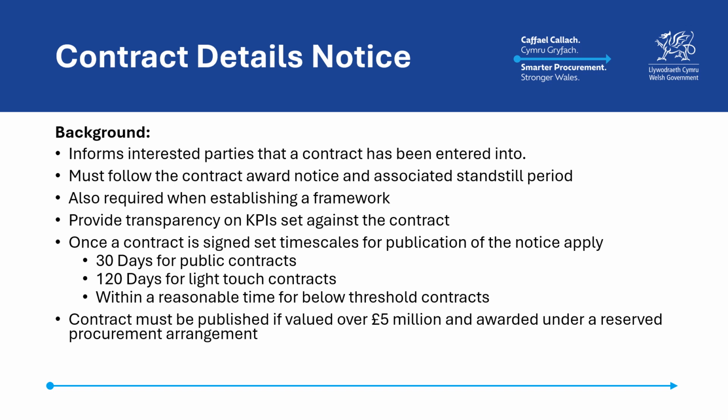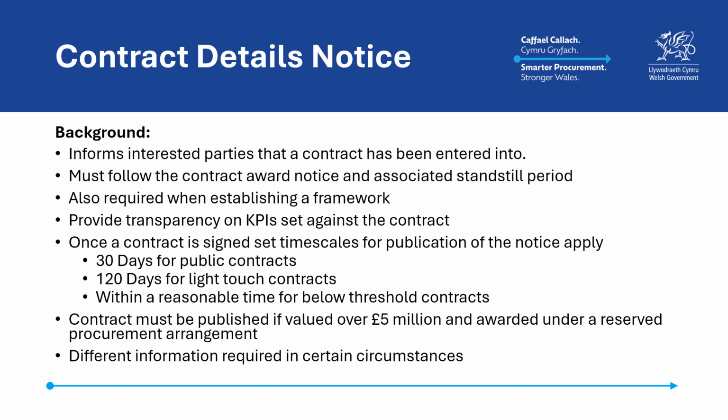For contracts valued over £5 million, UK regulations require that the contracting authority publishes the contract within 90 days, or 180 days if the contract is a light touch contract. This requirement will not apply to Welsh contracting authorities unless a Welsh contracting authority awards a contract following a procurement under a reserved procurement arrangement.